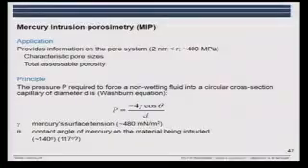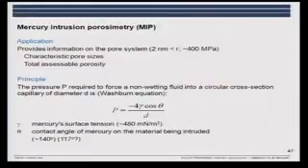Mercury intrusion. It's widely used, so let's have a look at it. It can be also quite useful. The application is from 2 nanometer to 400 micrometer, from the largest porosity in the structure down to 2 nanometer, and 2 nanometer corresponds to 400 megapascal. It provides information on the characteristic pore sizes and the total accessible porosity.